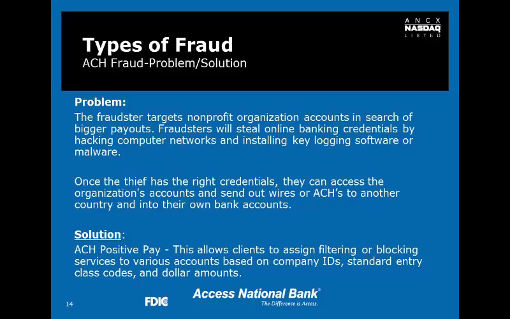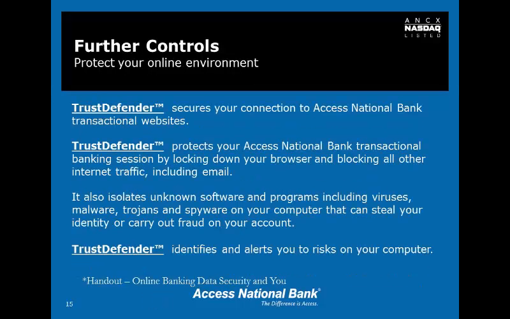This allows a client to assign a filter or block the ability to have monies taken out of the account. So in theory, if the only debits coming from your account are American Express and your Verizon phone bill, you would only allow those two companies to debit your account, and then you can set up a dollar amount where if it's typically a $5,000 a month debit, you can put a cap of no more than $5,001 as an example.